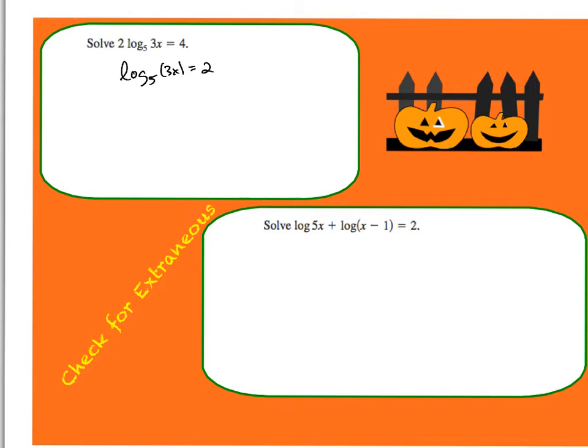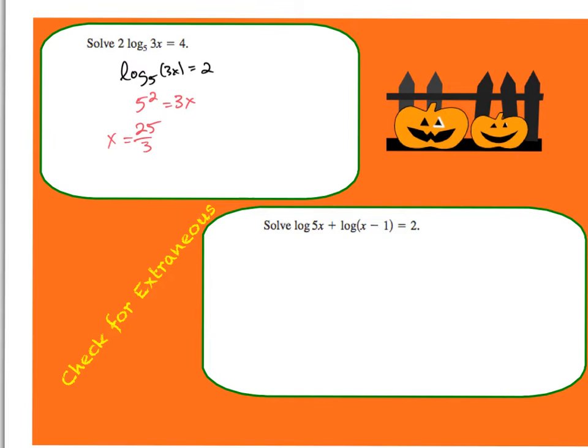A to the c is equal to b. So my a is 5 to the power of 2 is equal to 3x. So what's 5 to the power 2? 25. So now I have 25, and then what am I going to do to it? Divide by 3. And so x is equal to 25 thirds.